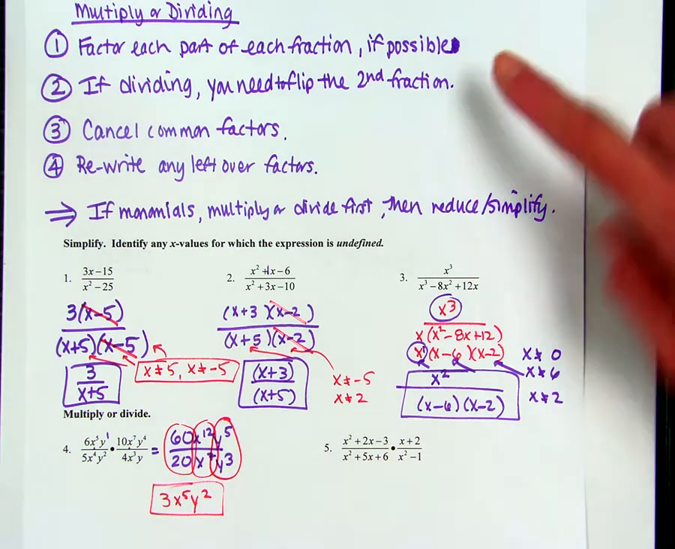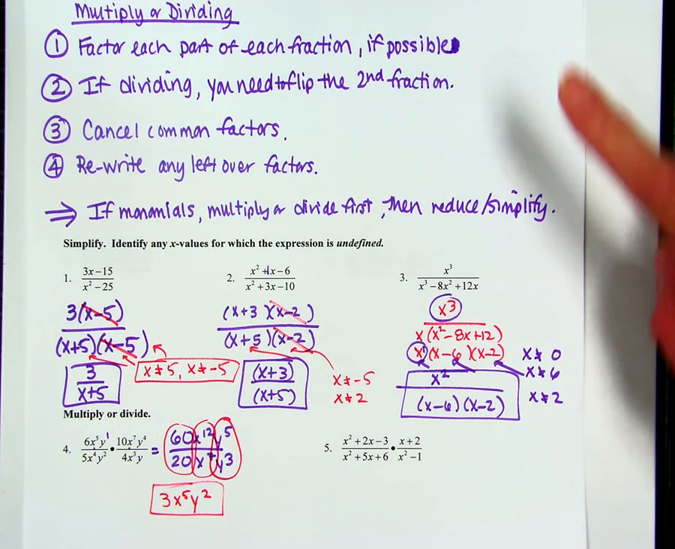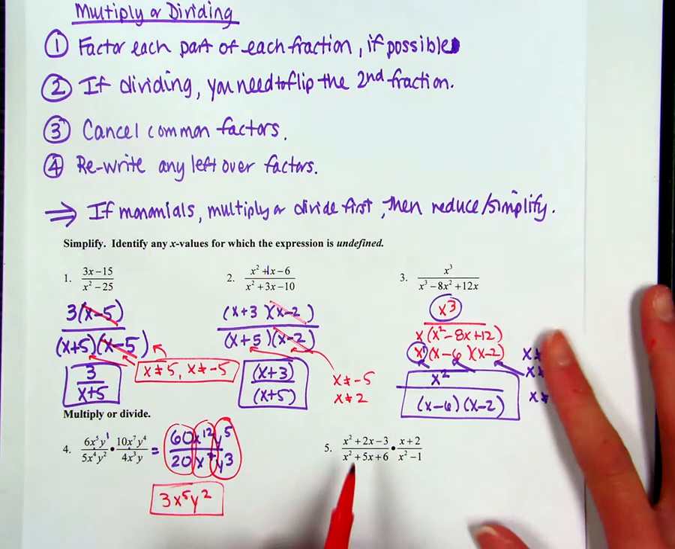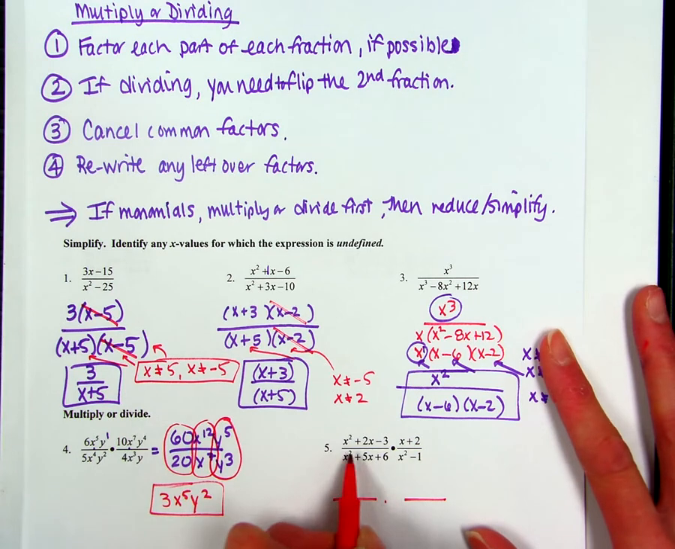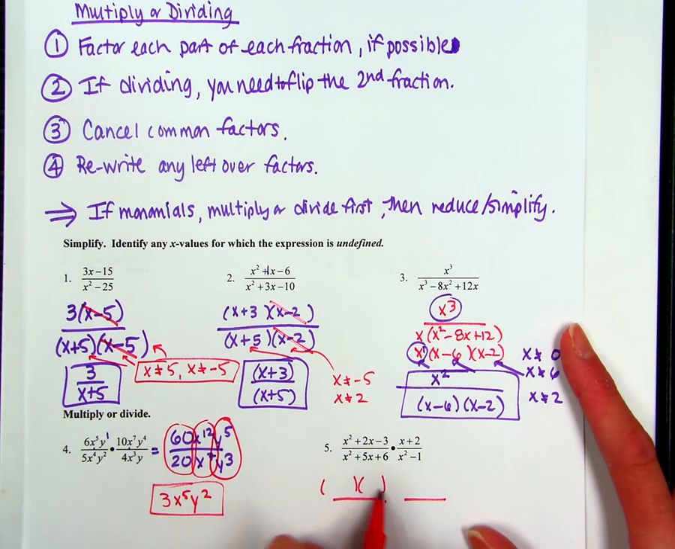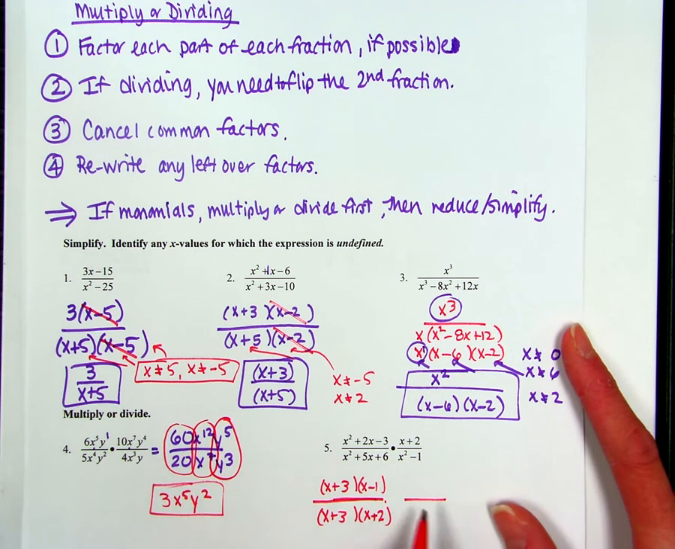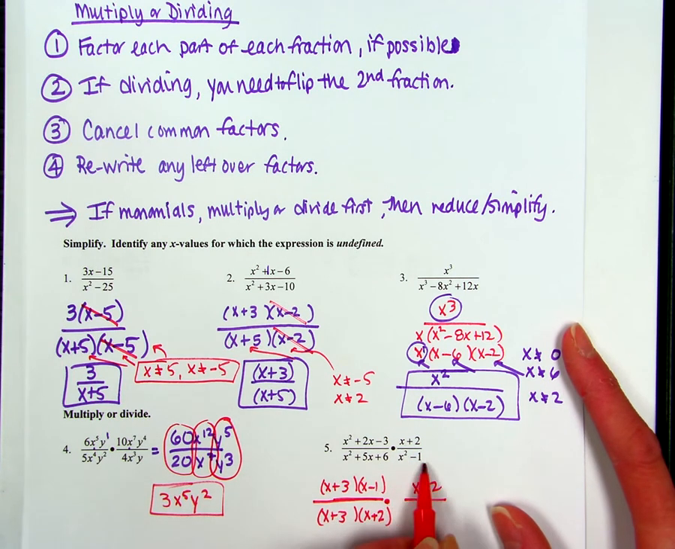Now this one, this is a multiplying or dividing problem, so you're going to factor each part. What multiplies to negative 3 that adds to 2 is plus 3 and minus 1. What multiplies to 6 that adds to 5 is 3 and 2. What multiplies here, actually you don't need to do anything here because it's just a binomial and there's no coefficient. Here you have a binomial but it's a perfect square, so it's x plus 1 and x minus 1.